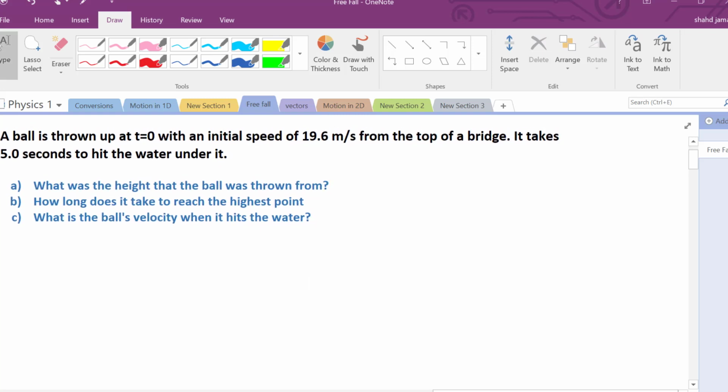Hi everyone, today we're going to be looking at a problem that has to do with free fall. It's a really important topic in Physics 1 in general. So let's get into it and read the question.